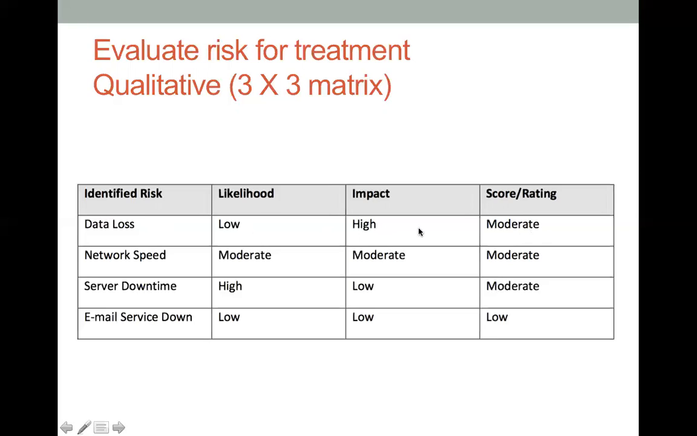But actually, with this 3x3 matrix, you can also convert them into numbers. For instance, low to be rated as 1, moderate to be rated as 2, and high to be rated as 3. That will give you the quantitative approach. A lot of business people like the quantitative approach because it's more tangible and more feasible for the top management, rather than just wording, which is probably harder for us to understand the level of risk.